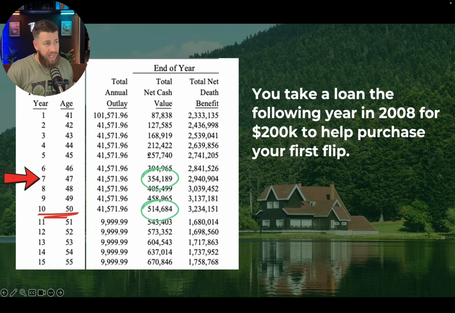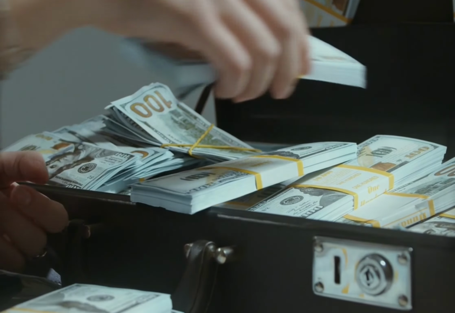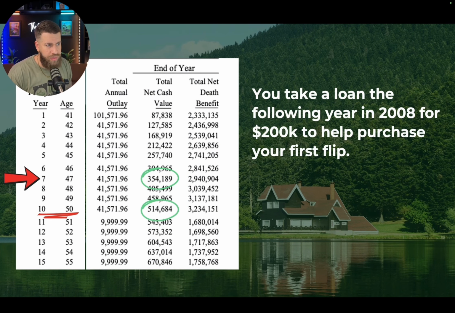Let's say that in year 7, you're still funding the policy and you say, hey, honey, let's do something fun together and put some quality strain on our marriage. Let's go flip a house. You tell her, we have all this cash value. Why don't we use it? So you call the insurance company and you say, hey, I'd like to put some strain on my marriage.